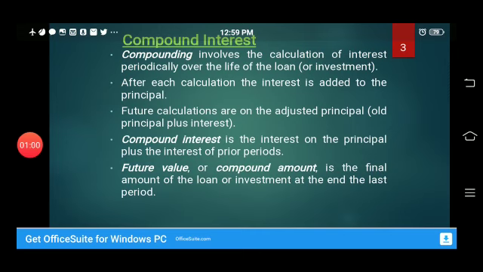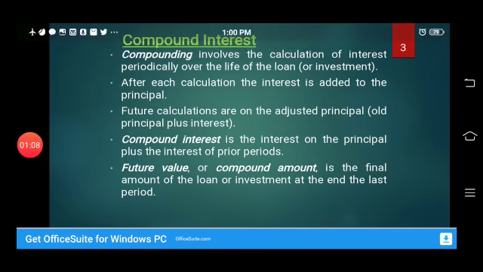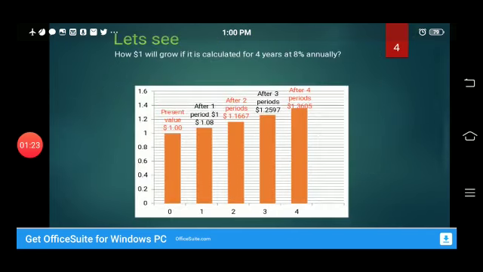Now compound interest. Compound interest is the interest on the principal plus interest of the prior period. Future value, compound amount ko kehte hain, is the final amount of the loan or investment at the end of the last period. Means if you have to find out after 5 years, then the total compound amount you will pay after 5 years, we call it compound amount and future value.